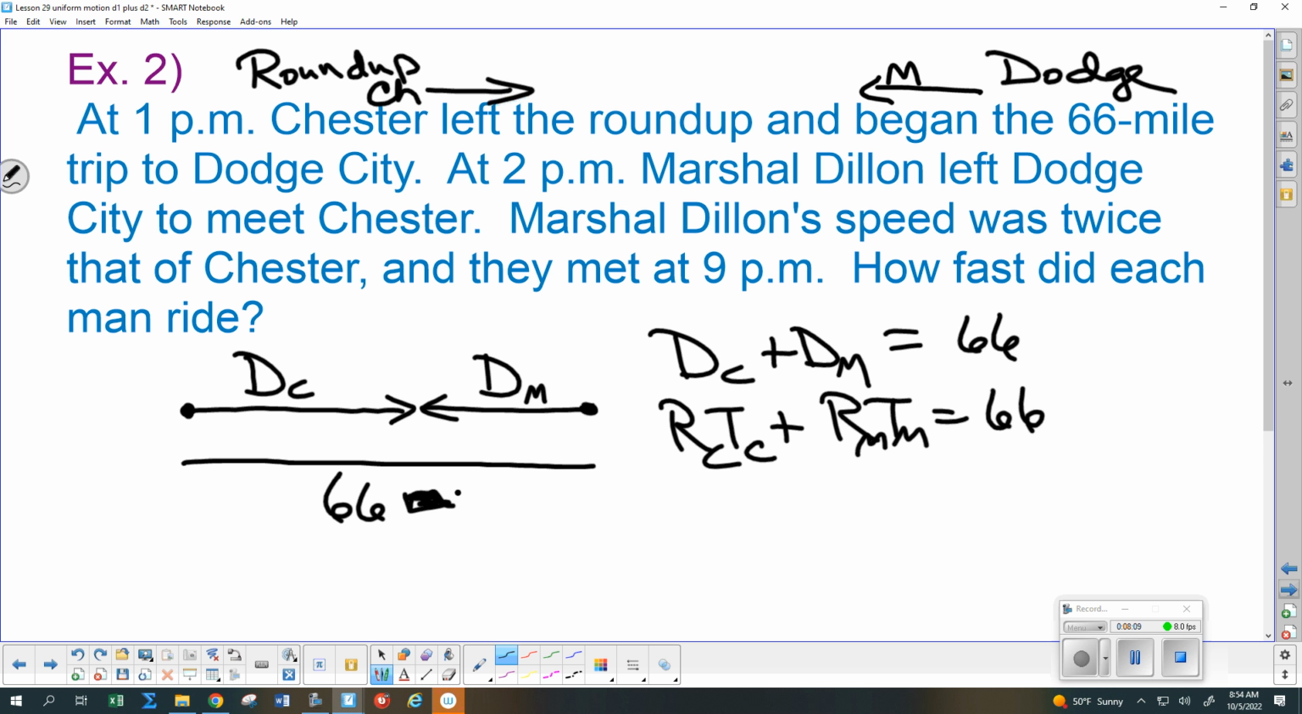Now, raise hands if you can tell me something else that this problem tells me. Looks like it's going to ask me to find how fast each one rode. It's not going to tell me the rates. I'm going to need to find RC and RM. Does it tell me either time directly, Liam?